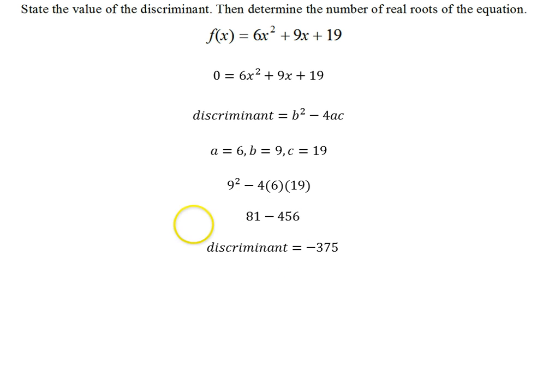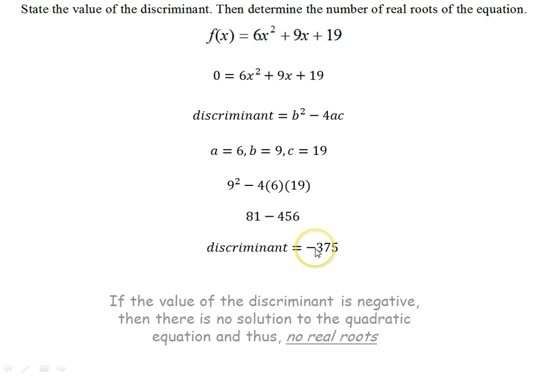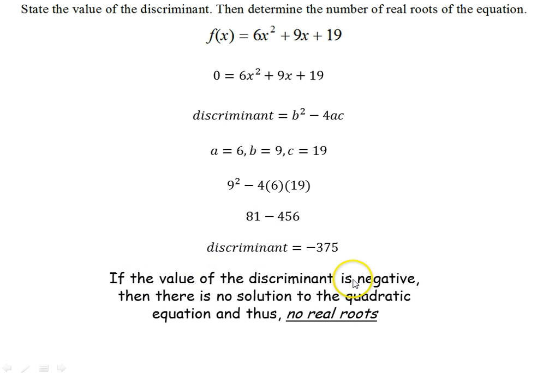And since the discriminant is negative, we can't take the square root of a negative number. So therefore, if the value of the discriminant is negative, then there's no solution to the quadratic equation, and therefore there are no real roots, because we cannot take the square root of a negative number.